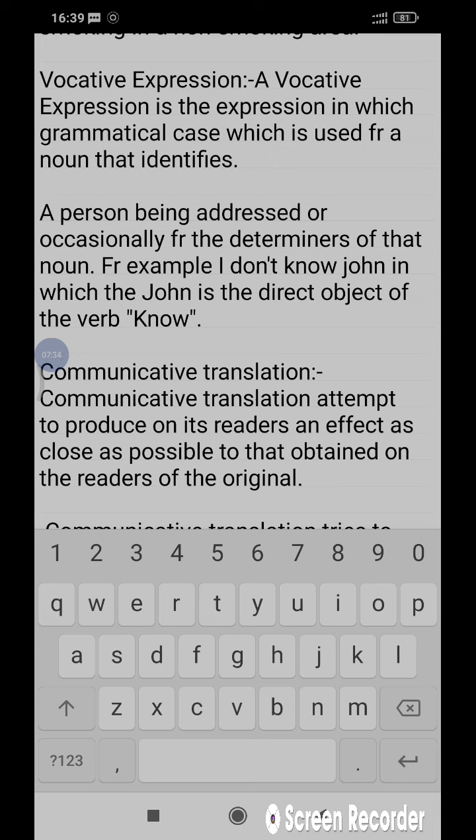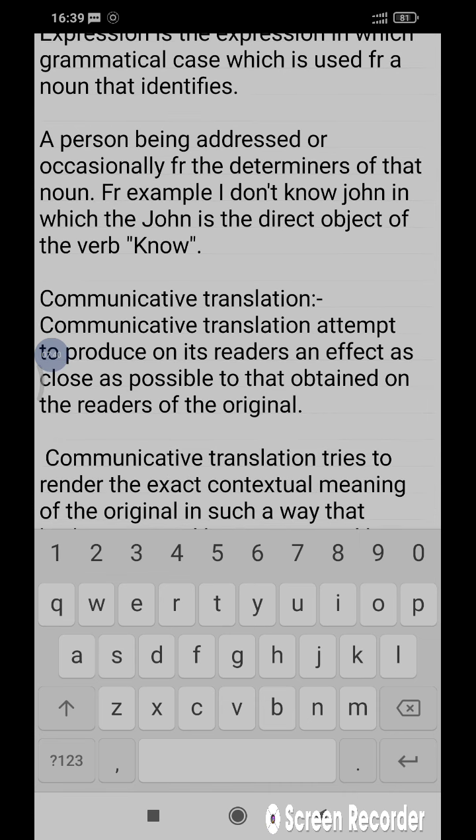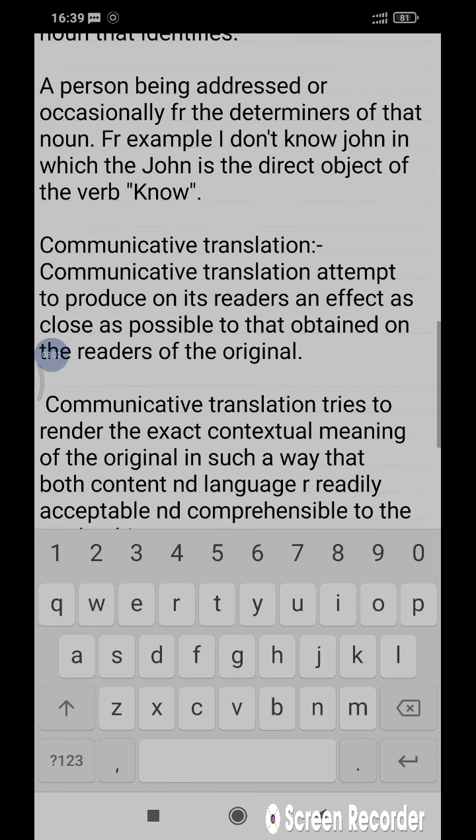Okay. The next one is the communicative translation. The communicative translation attempts to produce on its readers an effect as close as possible to that obtained on the readers of the original.